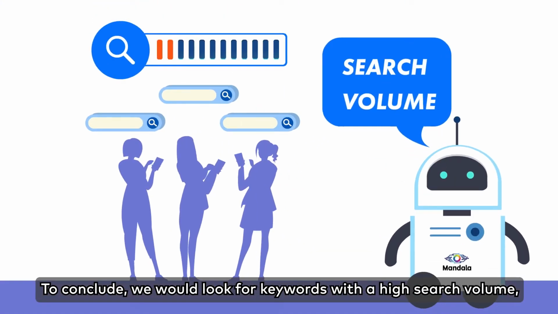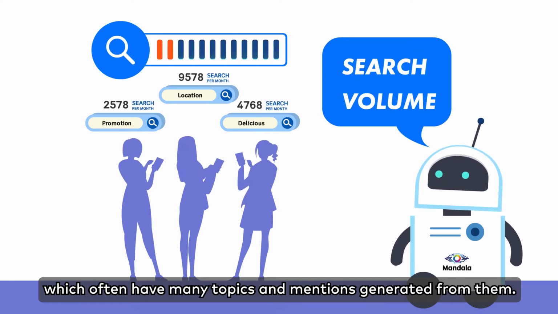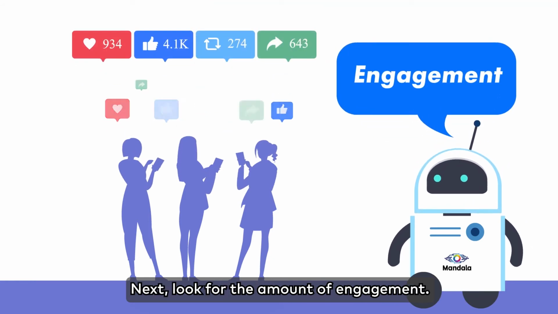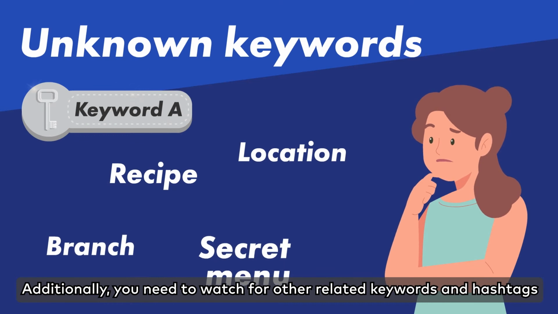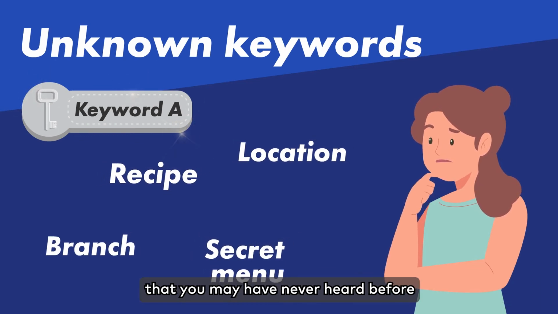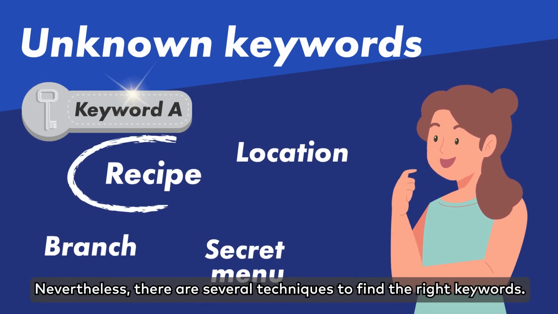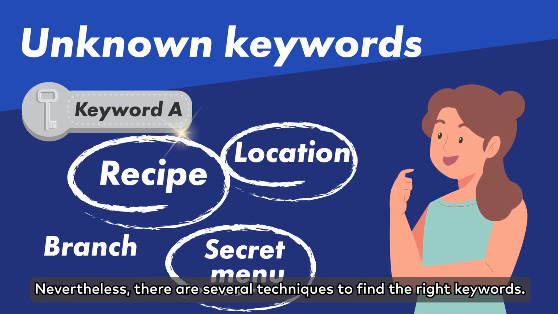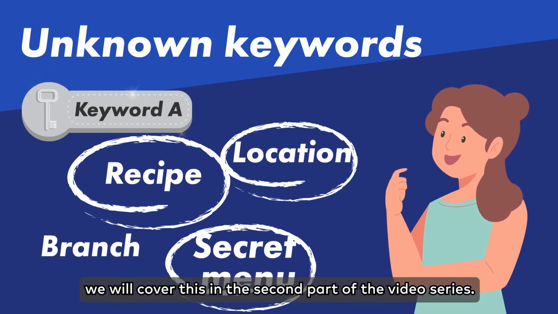To conclude, we would look for keywords with a high search volume, which often have many topics and mentions generated from them. Next, look for the amount of engagement. Additionally, you need to watch for other related keywords and hashtags that you may have never heard before but are extremely popular. Nevertheless, there are several techniques to find the right keywords. Don't worry, we will cover this in the second part of the video series.